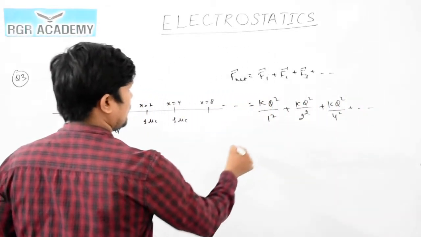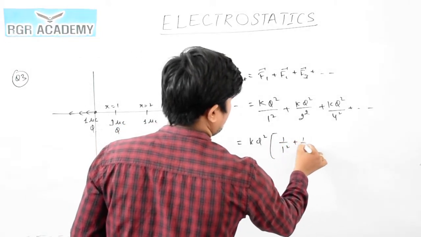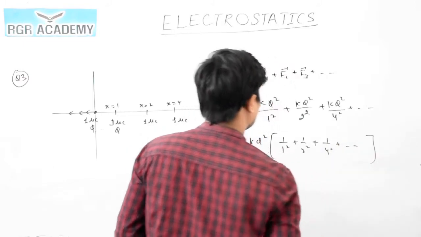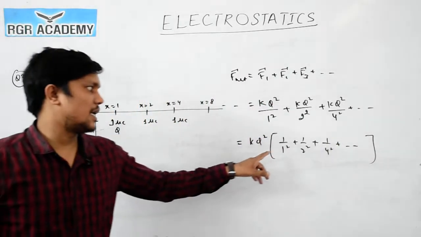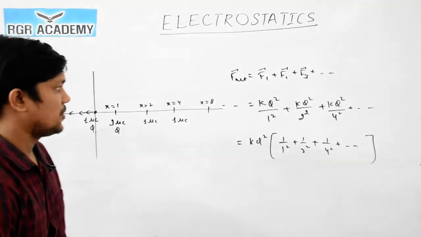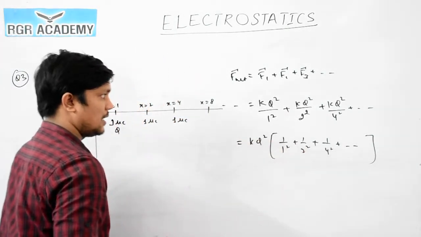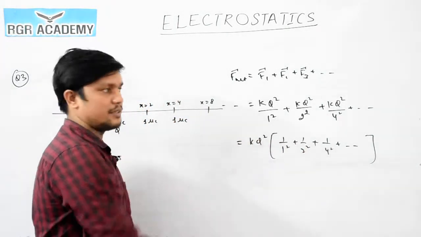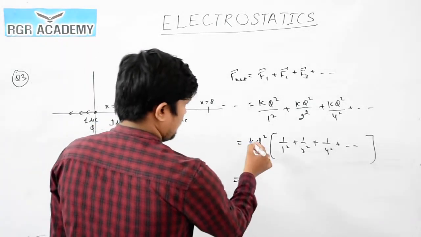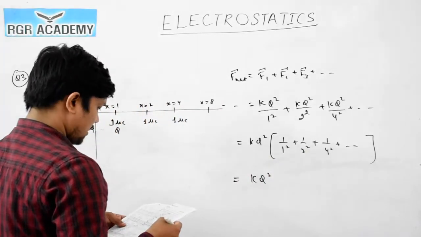Clear? So if you take KQ square as common, then what you will get? 1 by 1 square plus 1 by 2 square plus 1 by 4 square, and it will go on like this. Now again this is a GP, where the common ratio is 1 by 4, because common ratio means second term divided by first term. Based on the same concept you can solve the previous question also, only some calculation mistake is there. How many terms are there? Infinite terms are there. Clear?